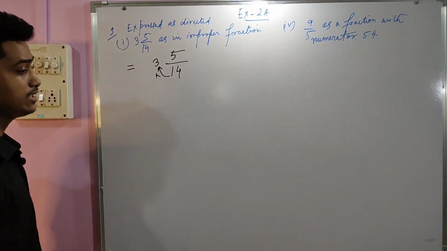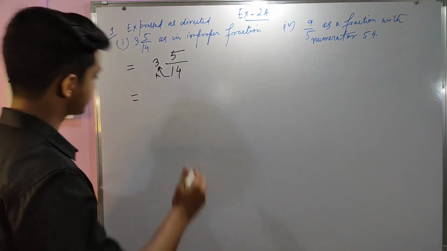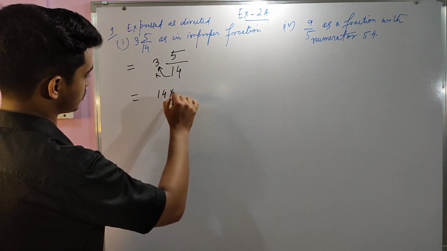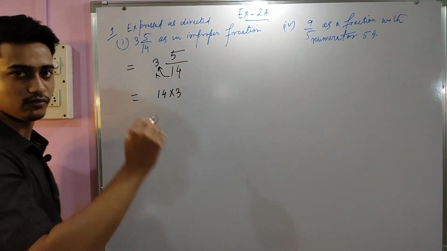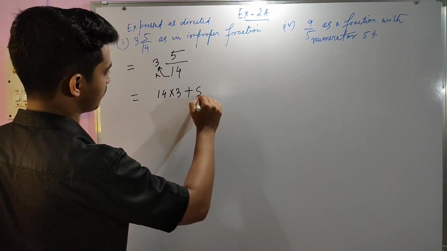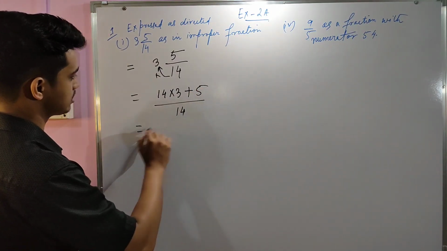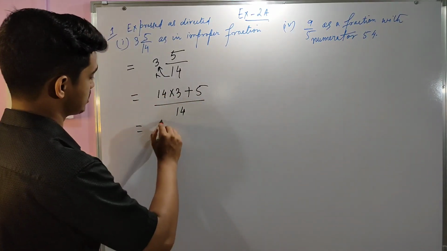Then we have to simply multiply these two numbers. So what is the result over here? 14 into 3. We have to calculate the multiplication of 3 and 14, and then simply add this number with 5, and the denominator will remain same. So what is the result over here? That is 42 plus 5 is 47.